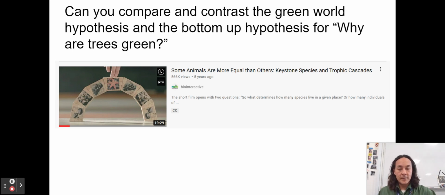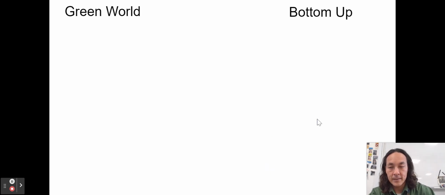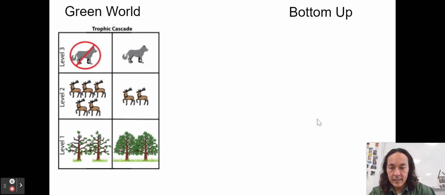So we did this film and then we practiced trophic cascades with it. Here would be an example of the green world. These coyotes or wolves keep the deer in check, and therefore the deer can't overeat the trees, and that keeps the world green. That is a top down control.